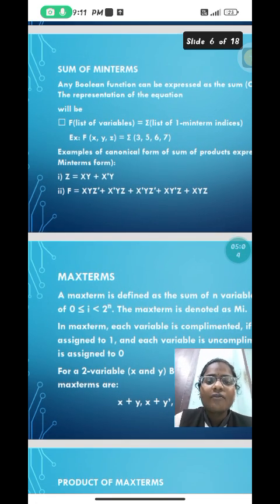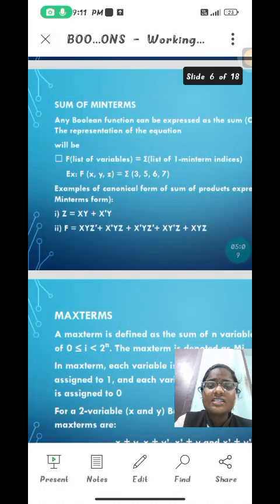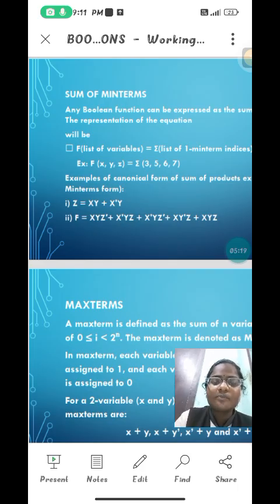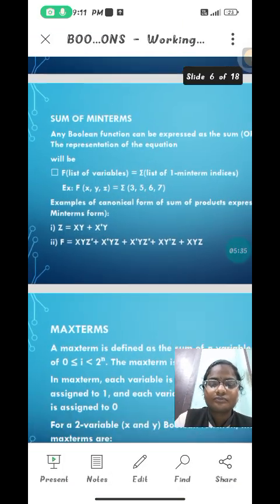Example of canonical form sum of products expression, minterm form. See this xy. In xy, x is uncomplement and y is uncomplement, which means xy is 1 1. X bar means complement, and complement means 0, while y uncomplement is 1. In this way we represent the sum of minterms.